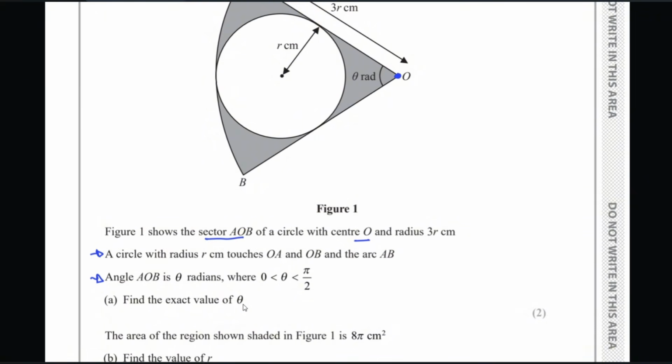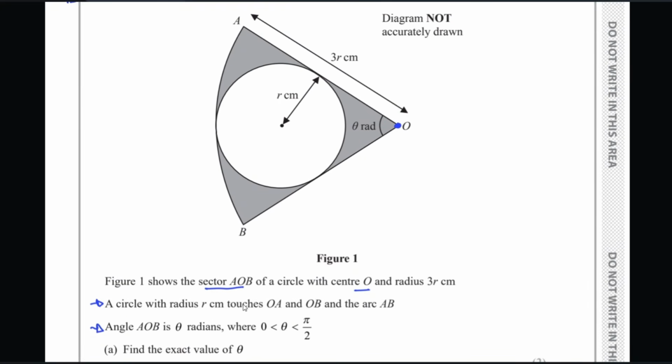So we have to find the theta value with this given information. How can we do that? We can see that this is a circle, and OA would be a tangent to the circle because it touches the circle at one point. And the angle between this radius line and the side OA is going to be 90 degrees. And we can form a triangle if we connect the center of the circle to the center of the sector.